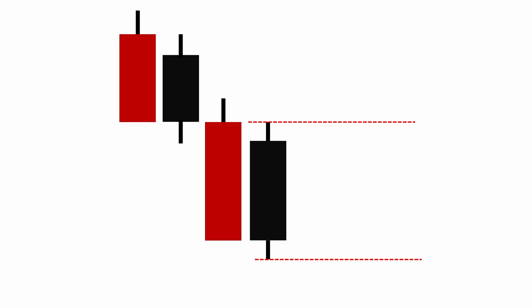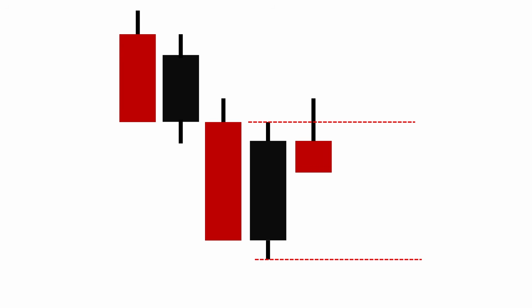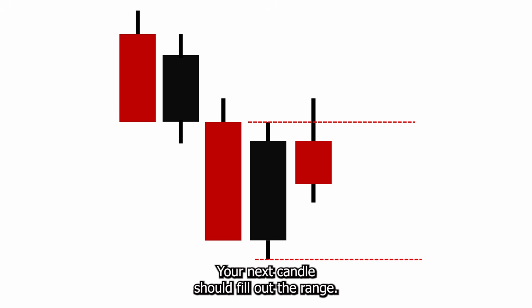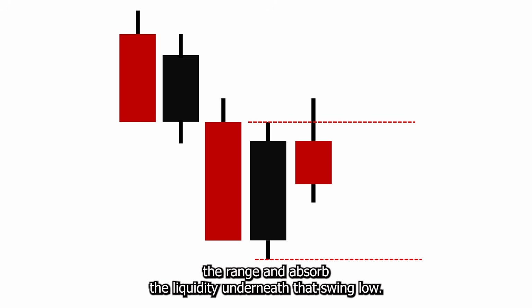So now as you are waiting for your next candle, the next candle starts off bullish, but quickly flips and turns bearish, forming a wick. And now the candle starts off bearish and still closes bearish. So what are you anticipating for the next candle? Your next candle should fill out the range. So it should completely take over the range and absorb the liquidity underneath that swing low.